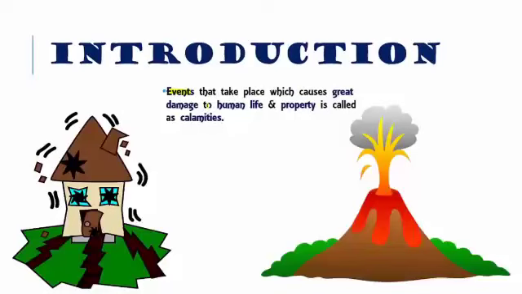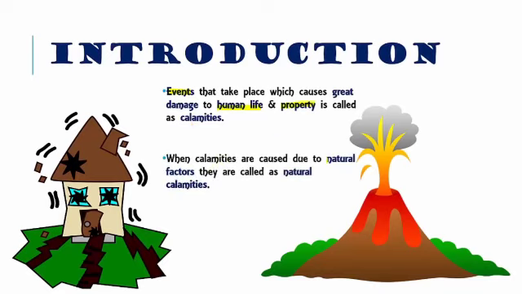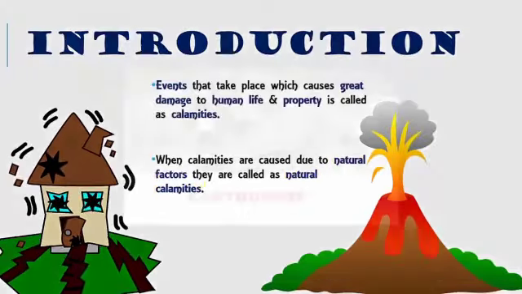Events that take place which cause great damage to human life as well as property are called calamities. And if these calamities are caused due to natural factors or because of the earth, they're called natural calamities. So under natural calamities in this chapter, we will be looking into earthquakes, cyclones and floods, and we will be looking into drought. So first, let's see earthquake.